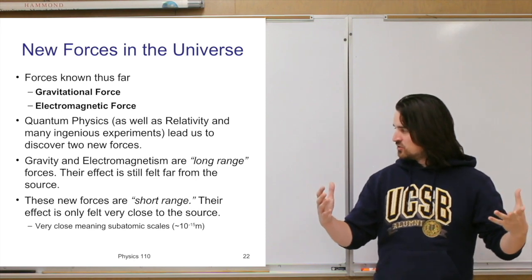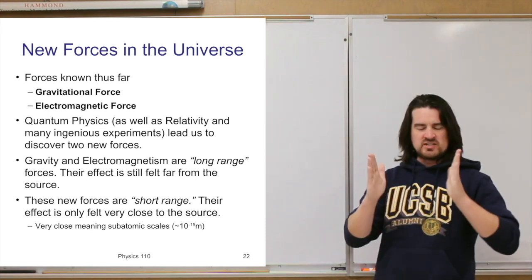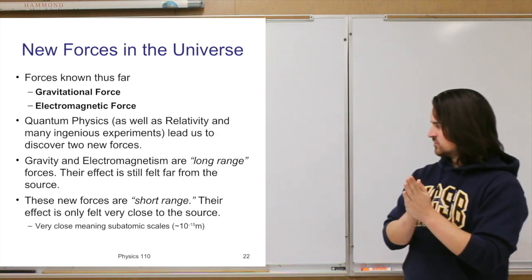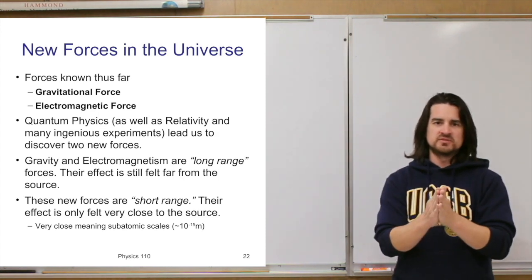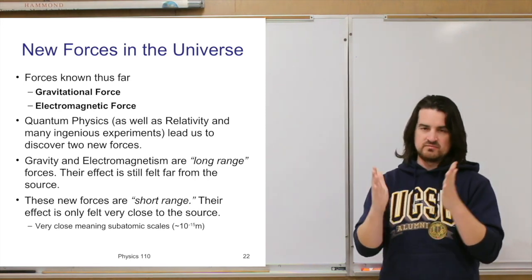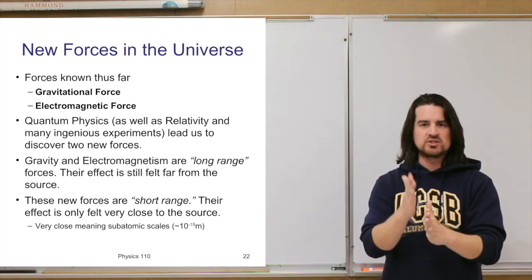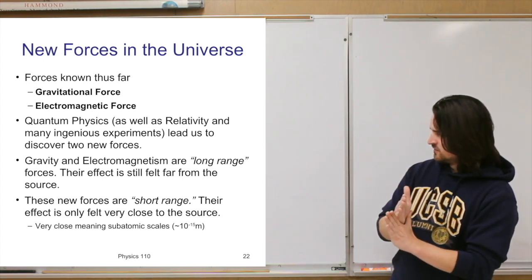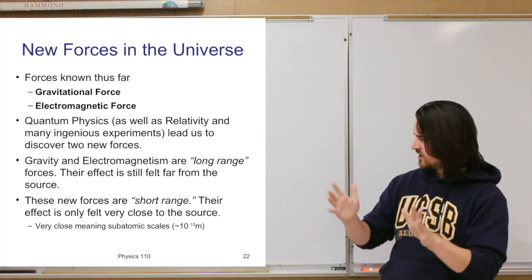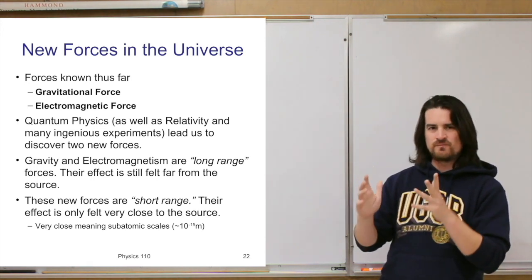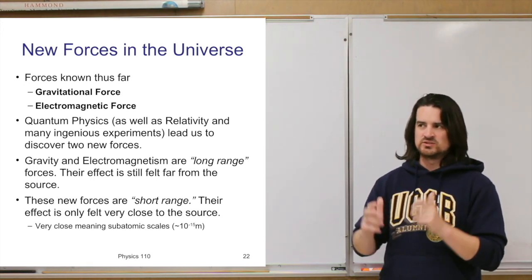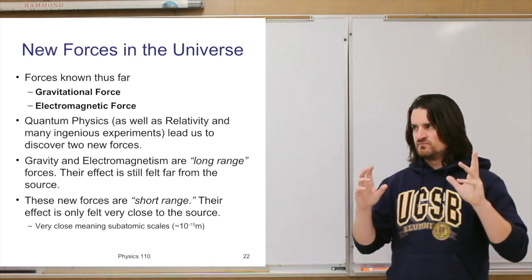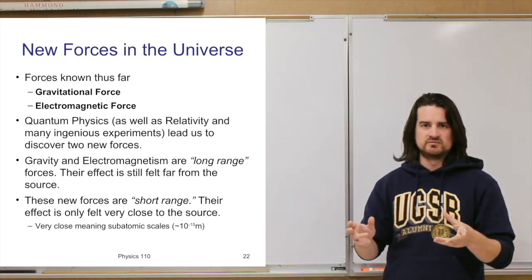But the short range that we're talking about is ridiculously short, almost unimaginably short. We're talking about scales within the atoms, and then within the constituents, the things that make up the atom. It turns out that the scale for these short-range forces is somewhere around 10 to the minus 15 meters. So, 1,000 trillionth of a meter.